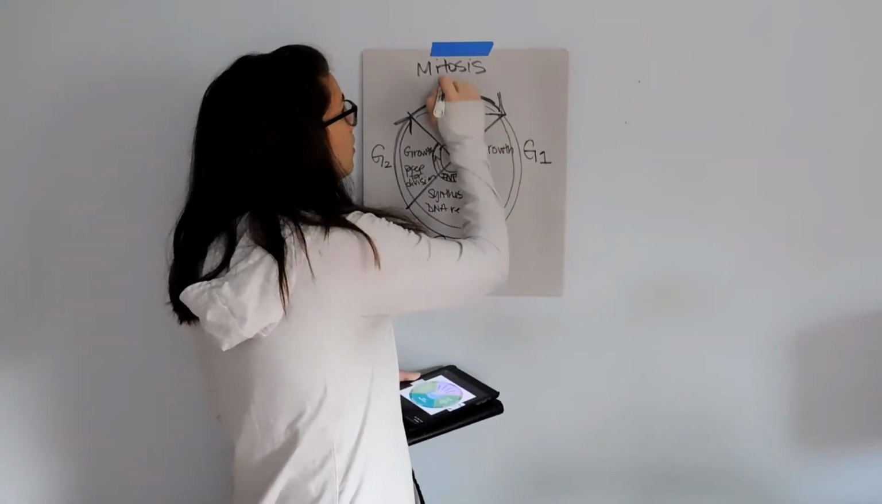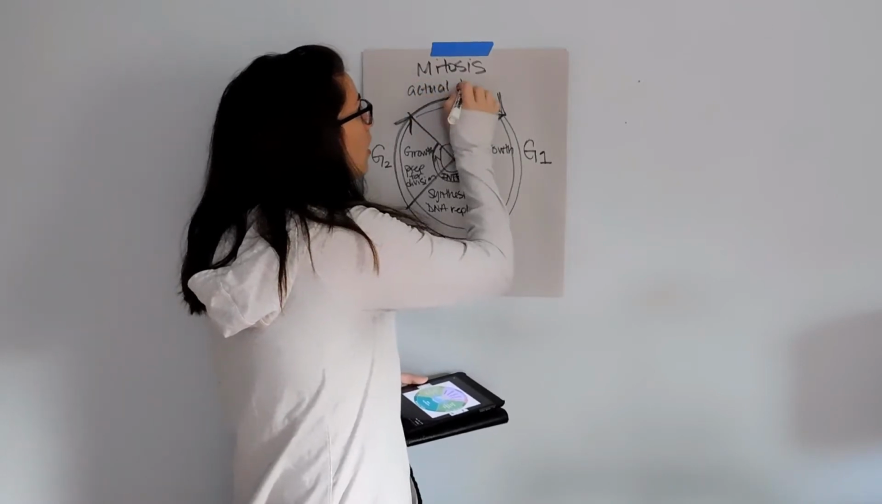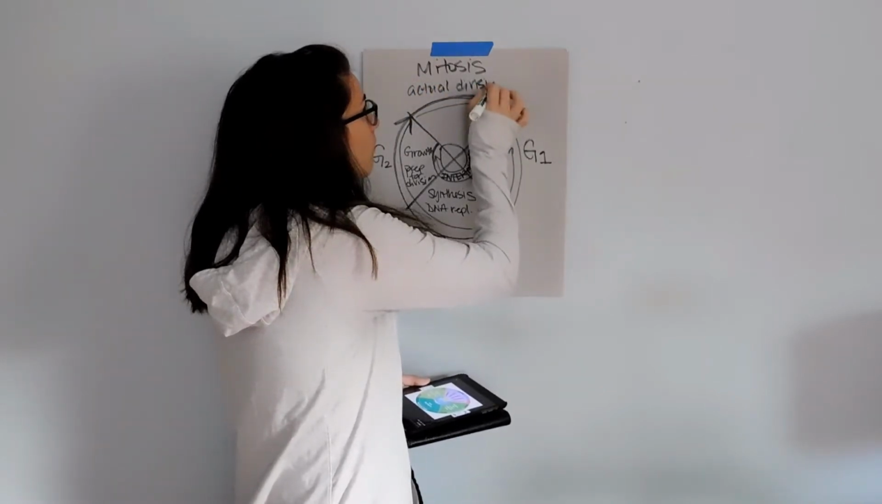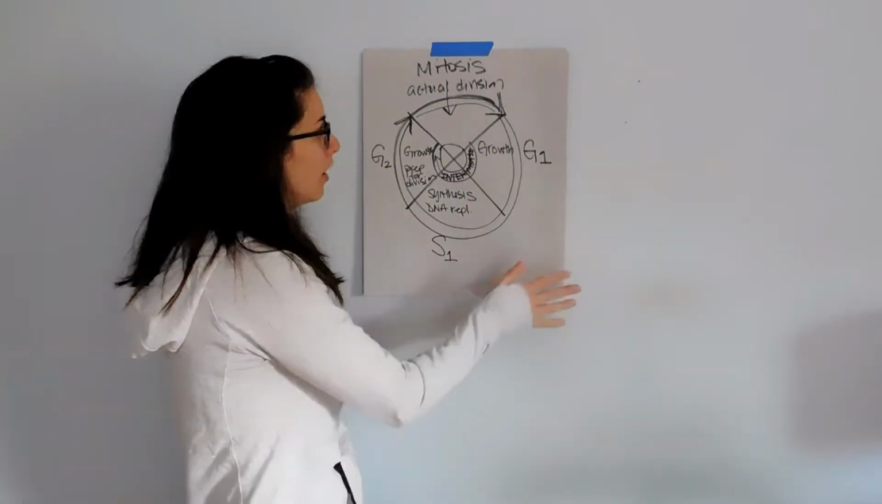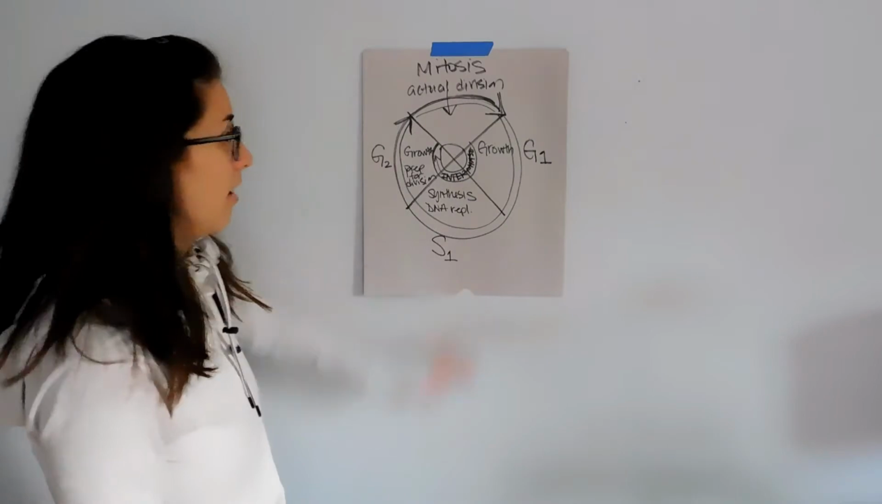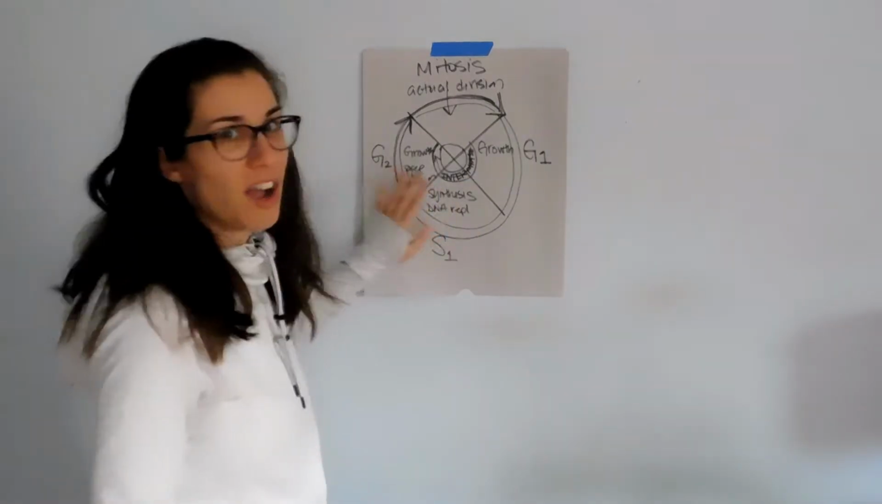So mitosis is the actual division of cells. That is what happens in mitosis. So that is the cell cycle. Now let's actually jump into specifically synthesis of DNA.